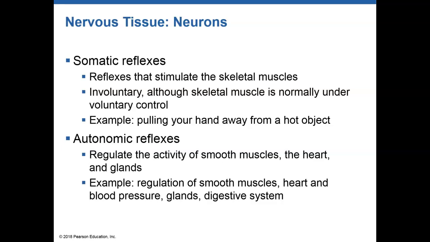An autonomic reflex, the other type, stimulates smooth muscle, cardiac muscle, or glandular tissue. These are things that we don't have control over. These are involuntary structures, and of course a reflex is involuntary anyway.